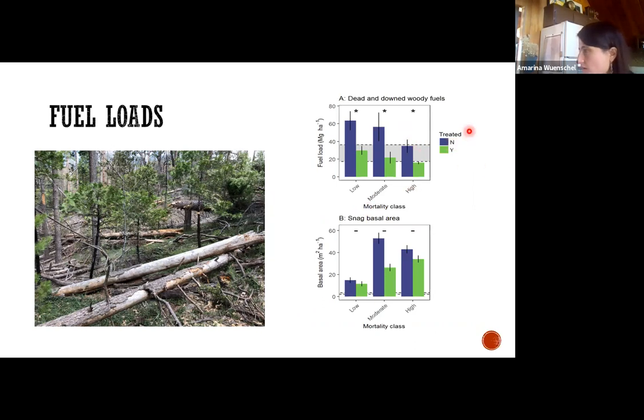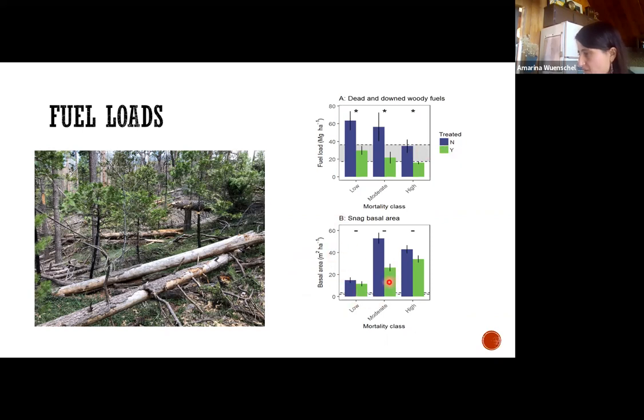So the top graph is showing just the dead and downed woody fuel loads. And of course, when we collected the data, most of the trees were still standing in our study area, although now I think at least 50% of them have fallen in general. And so these are the fuel loadings, and we did pretty good with our treatments. We got the fuel loadings down, as you can see. The gray is the natural range of variation again. Blue here is untreated and green is treated.